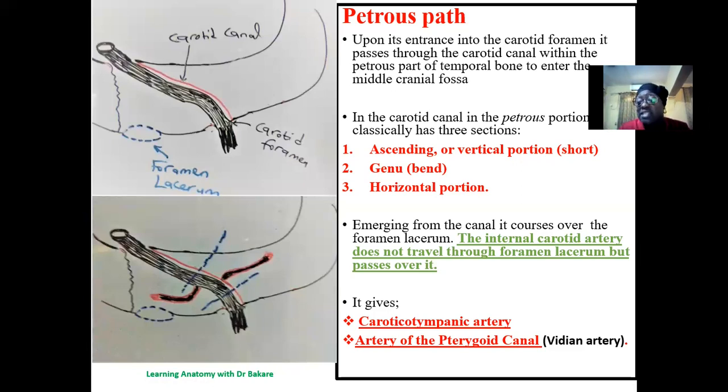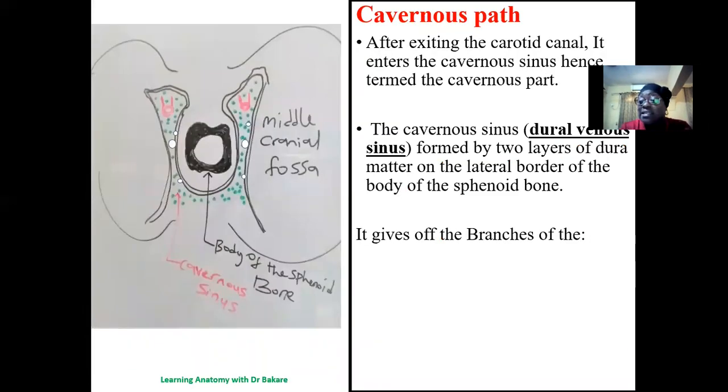So let's look at what happens to the internal carotid artery when it finally gains entrance into the cranial cavity. And that takes us to the cavernous part. This is the cavernous sinus region of the internal carotid artery. As soon as it exits the carotid canal, the first region it enters is the middle cranial fossa. I've said this before, but it finds its way into the cavernous sinus. The cavernous sinus is a dural venous sinus that is located around the lateral body of the sphenoid bone.